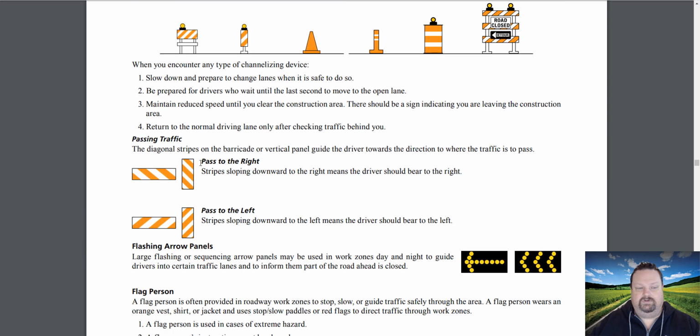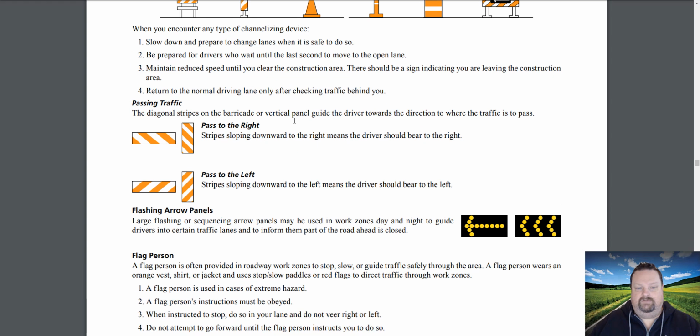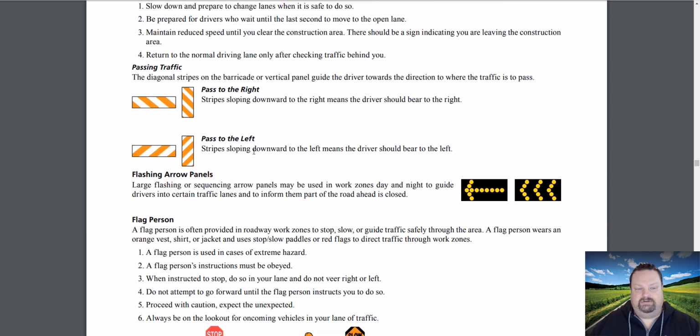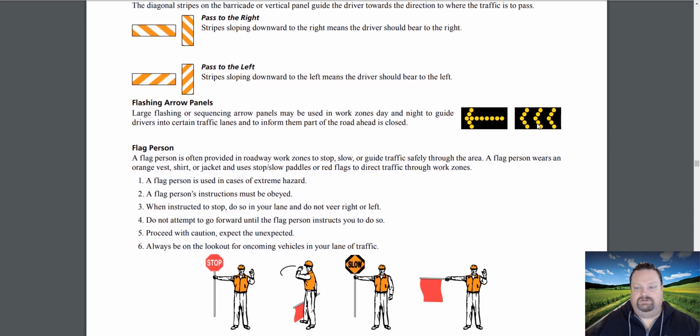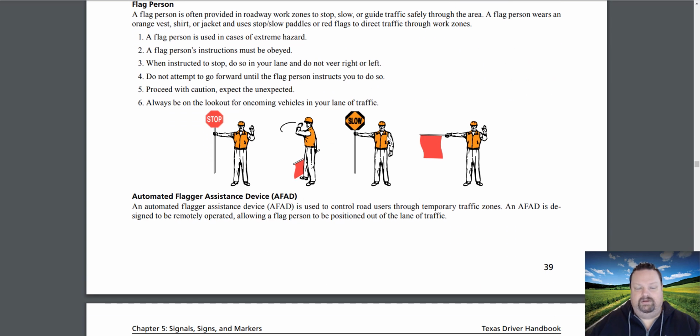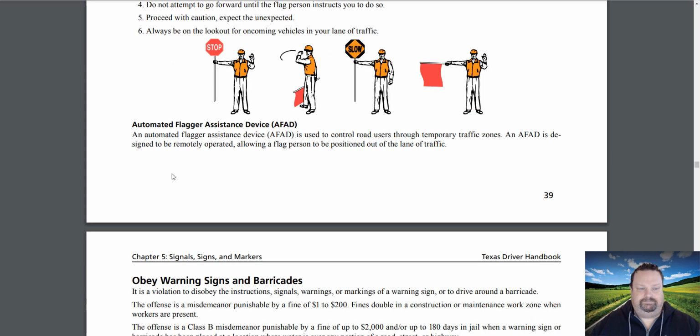All right, so passing traffic, diagonal stripes on the barricade or vertical panel guide the driver towards the direction to where the traffic is to pass. Pass to the right, stripes sloping downward to the right means the driver should bear to the right. Pass to the left, stripes sloping downward to the left means the driver should bear to the left. Flashing arrows will basically tell you what direction you need to move into. Flag person, these people hold up either a flag or a sign letting you know what you should do in those situations, either stop or slow down, or you can proceed.